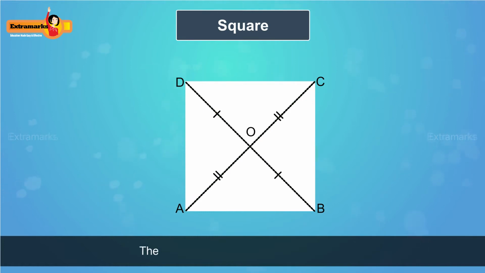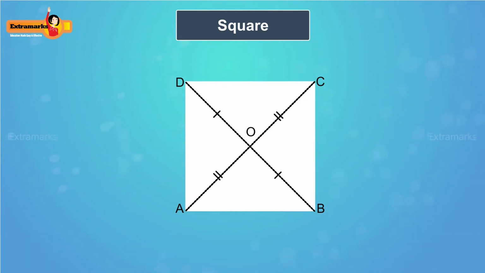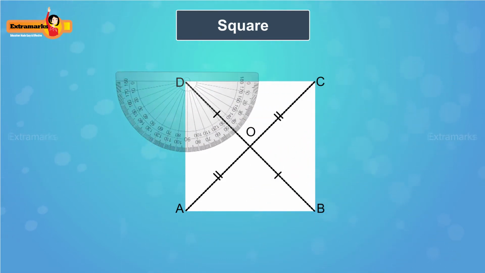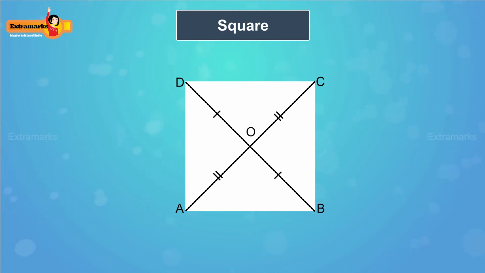Not only this, the diagonals bisect the opposite angles. You can cross-check it using a protractor that each angle is of 45 degrees. Now it's time to revisit all the special quadrilaterals and their properties that we have learned so far.